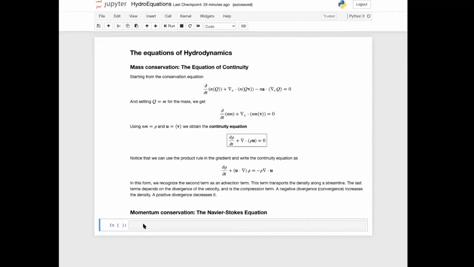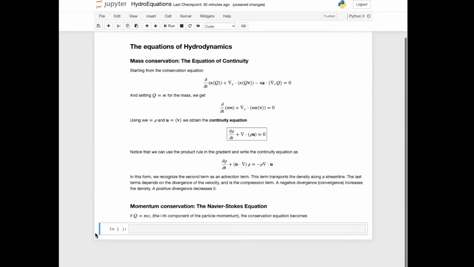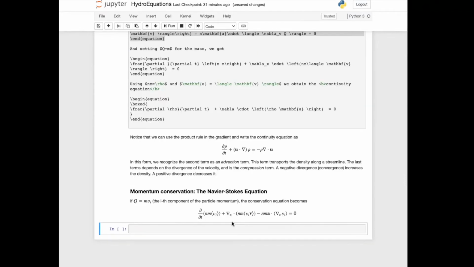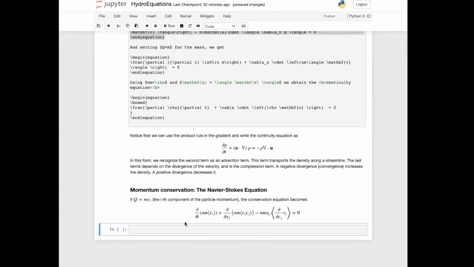Let's consider now momentum conservation and derive from that what is known as the Navier-Stokes equation. If we use the conserved quantity to be the momentum and apply that to the conservation equation, then this is the equation that we get. Now let's expand this gradient and this V, this A and this gradient in component form. So that's our equation now.